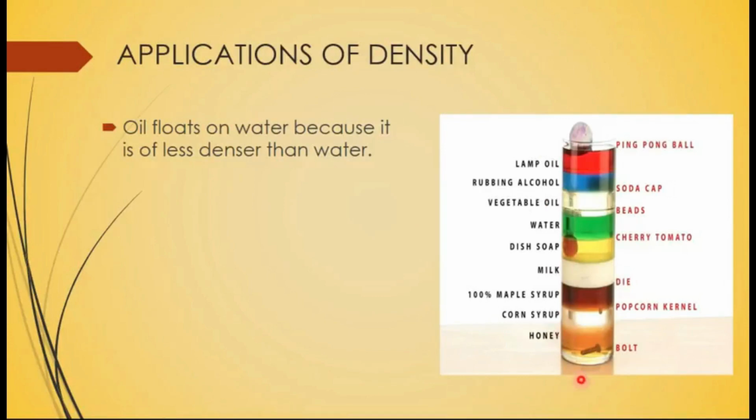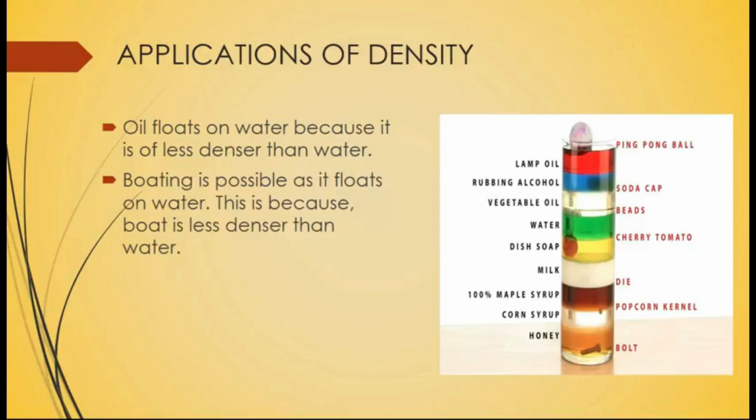And if you see this fluid tower, this is the tower of fluids having different densities. So the last one is honey because it is more dense. On that, corn syrup, which is less dense than honey, and all the fluids are in descending order of their densities. Honey, if you compare, is having a lot of density compared to the ping pong ball, which is having lesser density.